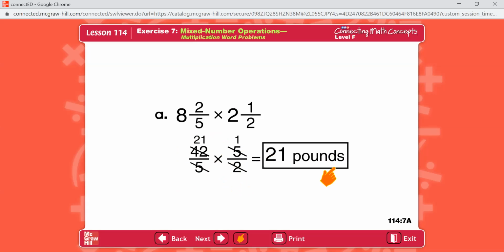Problem B. Sally picked 1 2/3 baskets of grapes yesterday. She picked 3 1/5 times more baskets today. How many baskets of grapes did she pick today? Pause the video now to work the problem. Remember to change the mixed numbers into top-heavy fractions.